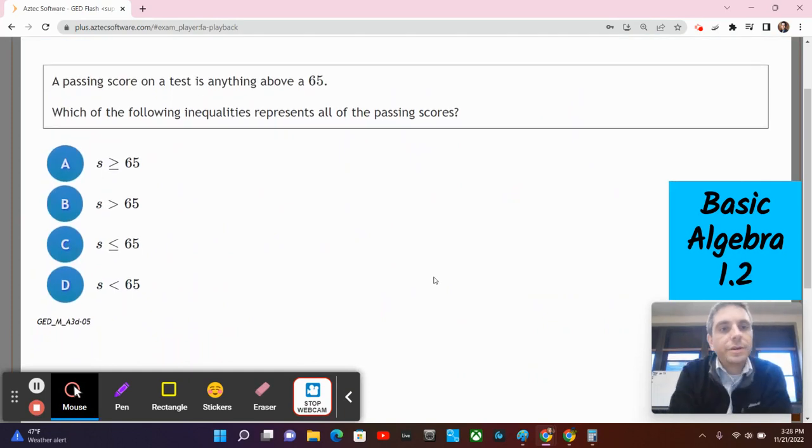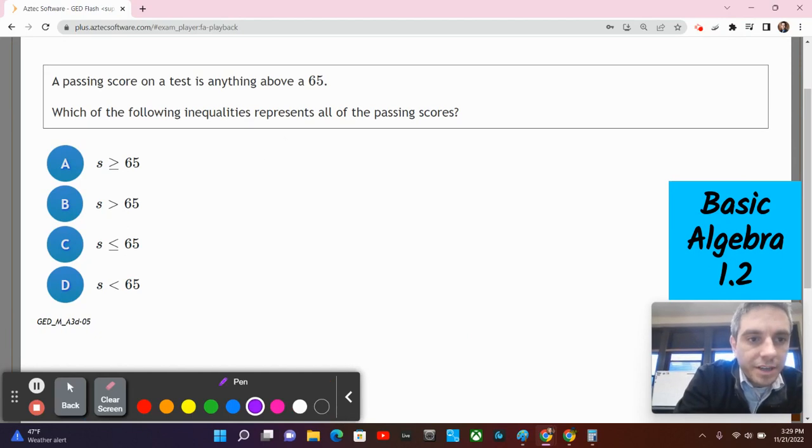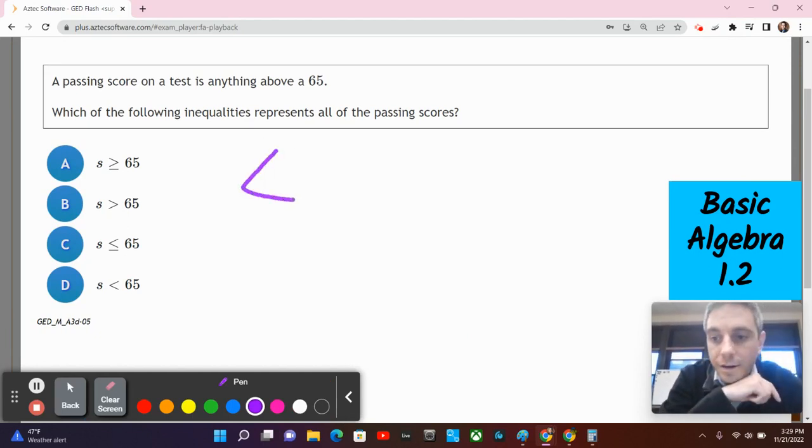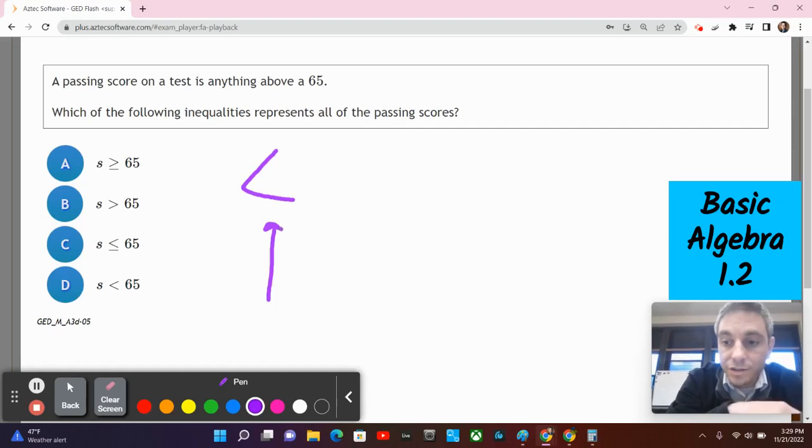A passing score on a test is anything above 65. Which of the following inequalities represents all of the passing scores? So these symbols, called inequality symbols, are very common in this grouping of questions called basic algebra. Sometimes you might see them in basic math too, using these to translate certain phrases. Like the one here is less than, here's greater than.